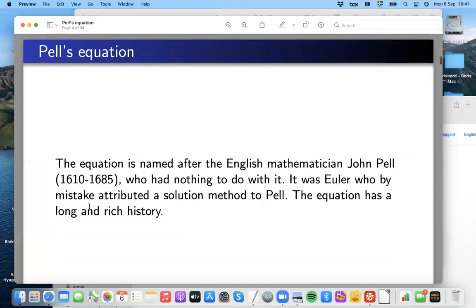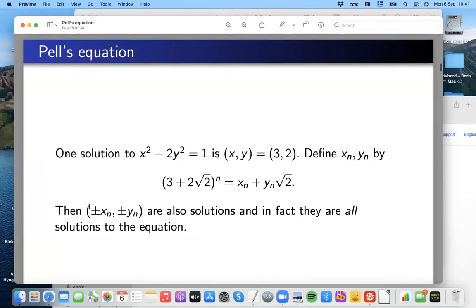Okay, now we go back to our main topic, and let us start with the simplest case, where d equals 2. So we look at Pell's equation x squared minus 2y squared equals 1. And if we substitute x equals 3 and y equals 2, we get 9 minus 8 equals 1. So (3, 2) is a solution.